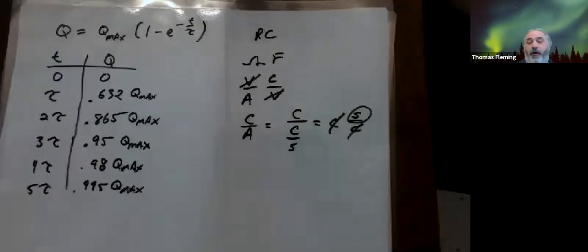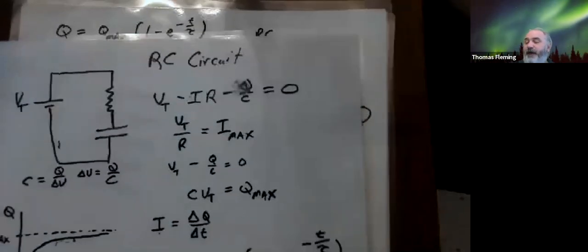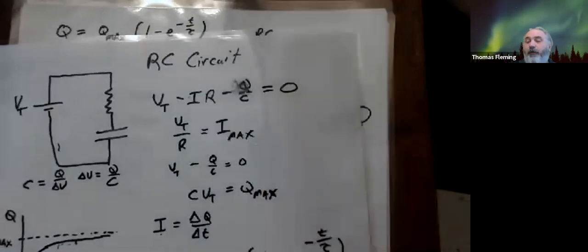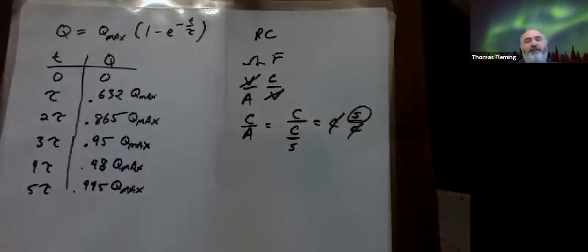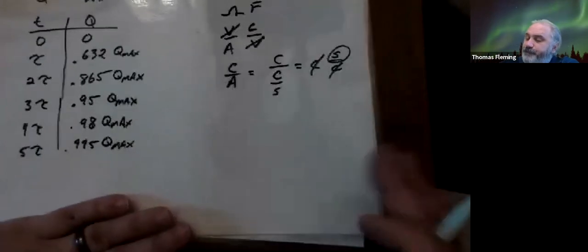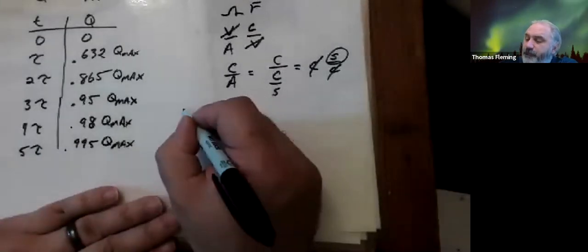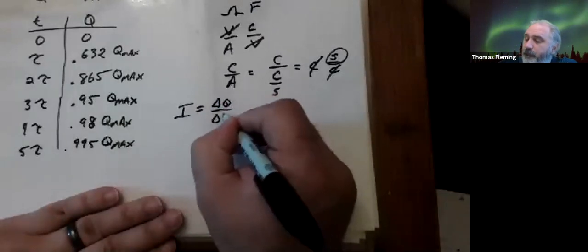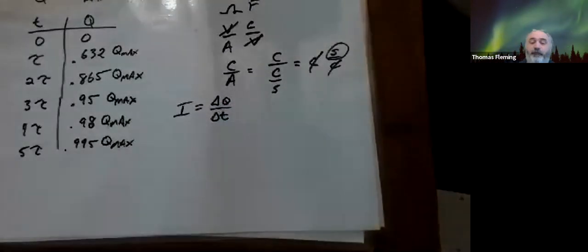Now, we said a minute ago that as the charge got bigger, the current's going to have to get smaller. We've got an equation for the charge. What we don't have is one for what the current should look like. However, remember that the current is the rate of change of Q.